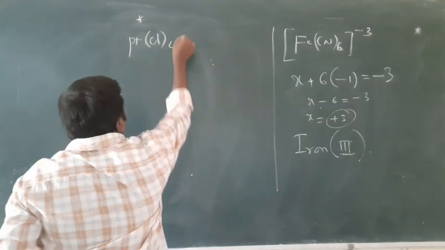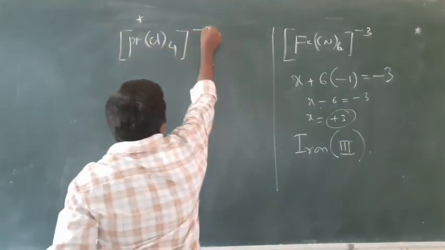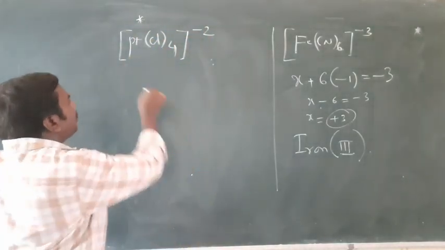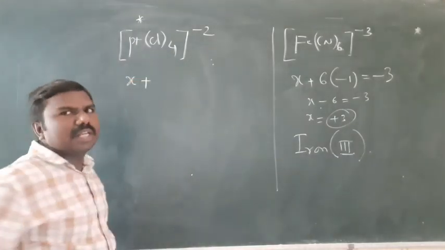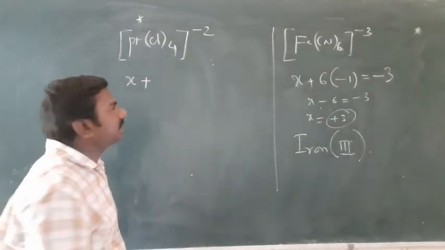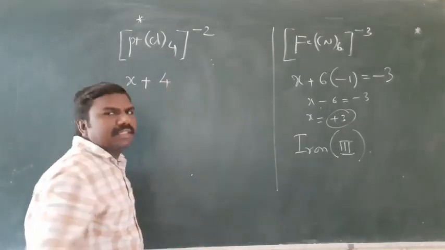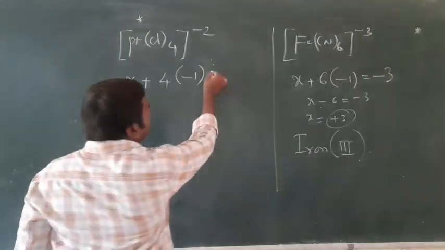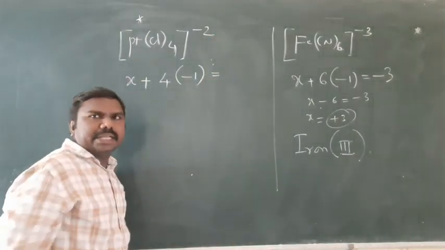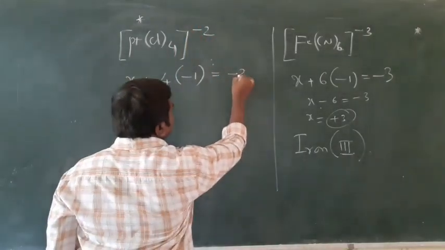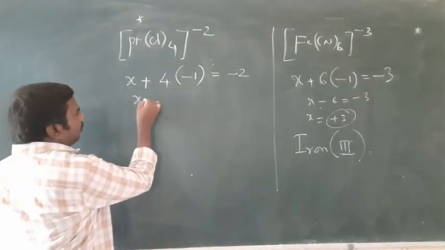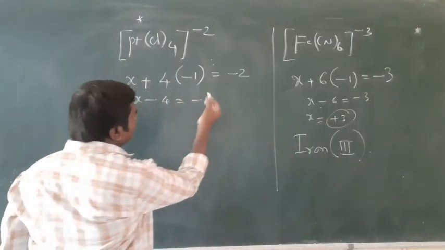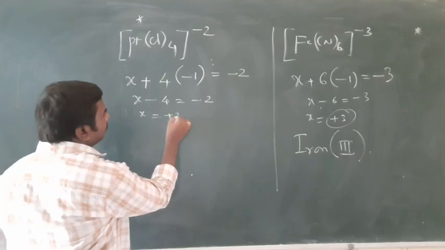[PtCl4]2-. Platinum is the central atom. We want the oxidation state of the central atom X. There are 4 ligands. Chlorine is -1. It is not a neutral complex; it is negative. The charge will be -2. So X - 4 = -2, where X = +2.